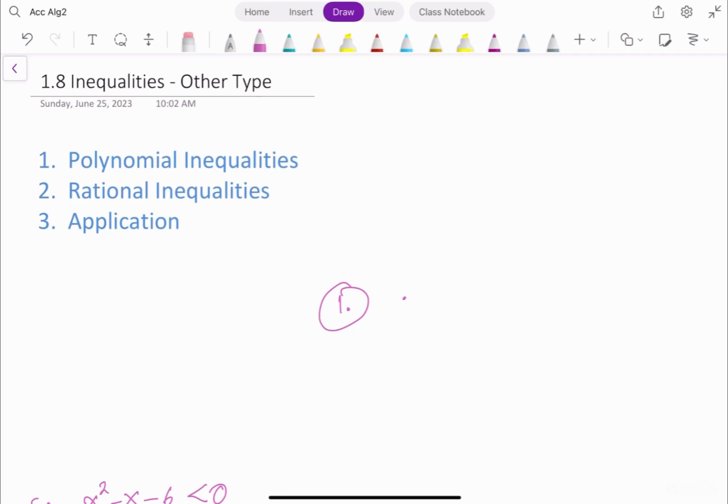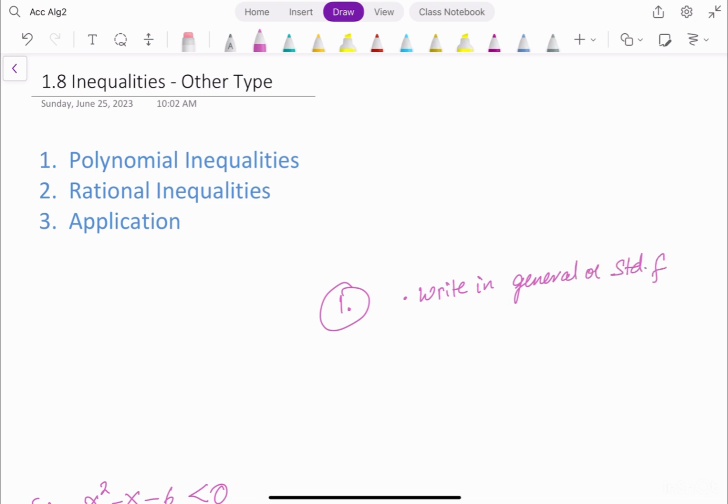Hello, today we will be talking about 1.8 inequalities with other types. That means we are talking about polynomial inequalities, rational inequalities, and applications. For polynomial inequalities, we need to keep a few things in mind: always rewrite the equation in the general or standard form if it is not in those forms.